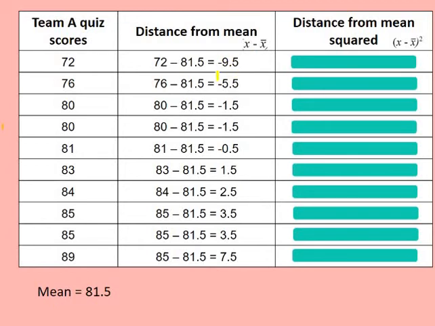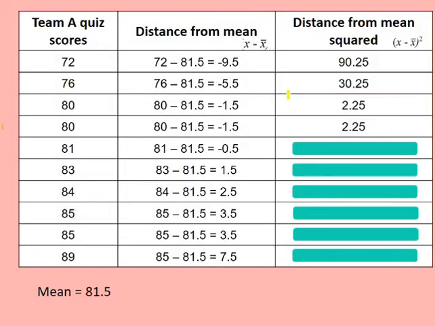So the first one is minus 9.5 squared. That gives us 90.25. And we carry that on. Next one is minus 5.5 squared. That gives us 30.25. You carry this on until you reach the end.